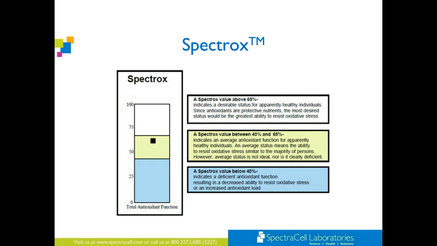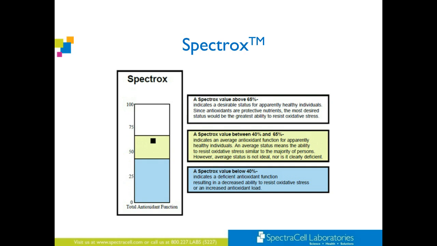And this is one of the more difficult things to really control in the testing because it is not affected by just one nutrient. There are several nutrients that come into play when we are looking at the SpectraCell, and I'll talk about some of those later today.